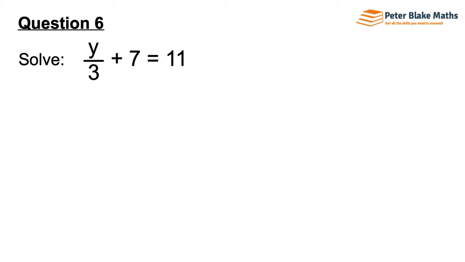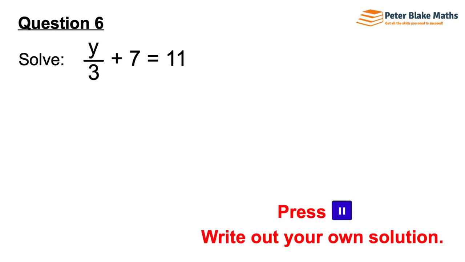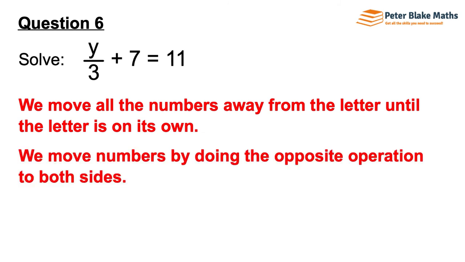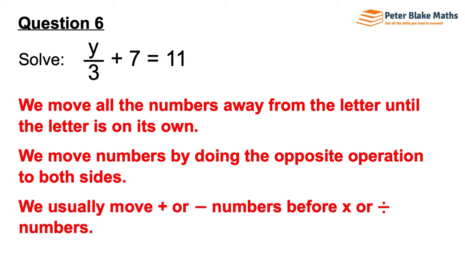Question 6. Solve y over 3 plus 7 equals 11. We move all the numbers away from the letter until the letter's on its own. We move numbers by doing the opposite operation to both sides. And here we've got two things happening, so we have to remember that we usually move plus or minus numbers before multiply or divide type numbers.